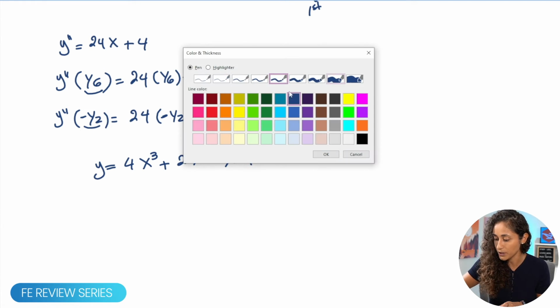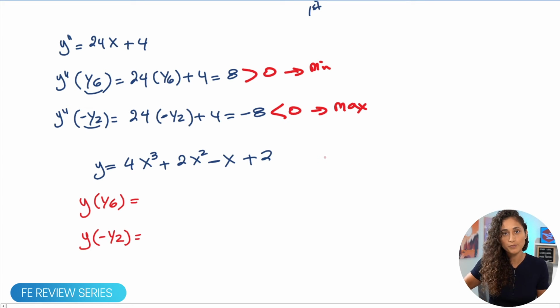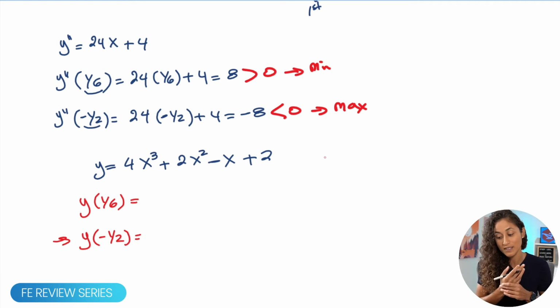So now what we need to do is plug in y of 1/6 and then y of minus 1/2. Well, for this problem, right, we only need to do this one because the problem asks for the maximum value. But since I told you guys I'm going to show you how to solve for both, that way you guys are ready for your FE exam, okay?